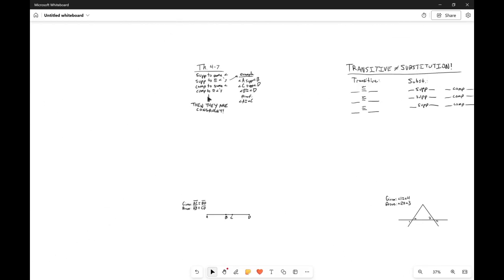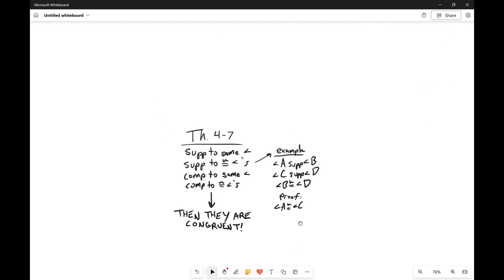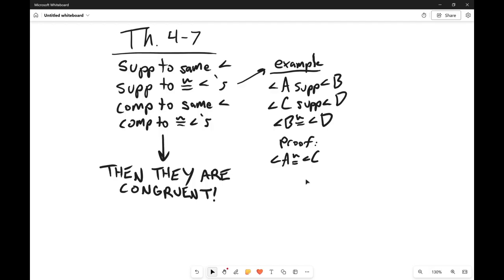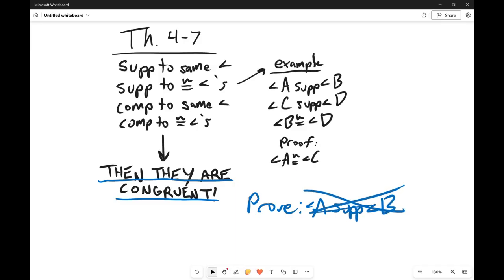But I'm going to start with Theorems 4 through 7, which are these ones here. These get a little confusing, you know. Sub to same angle, sub to congruent angles, comp to same angle, comp to congruent angles. The important thing is that when you finish these, the conclusion is always, then they are congruent. If you do this in the proof, like prove angle A is sub to angle B, you can't do that. The proof has to be that they are congruent. Like, it has to be that angle A is congruent to angle B. And if you're going to do this, that would probably be like def sup, if that makes sense.